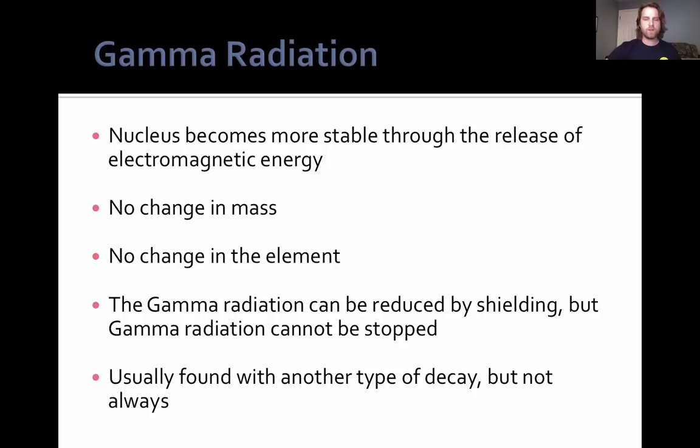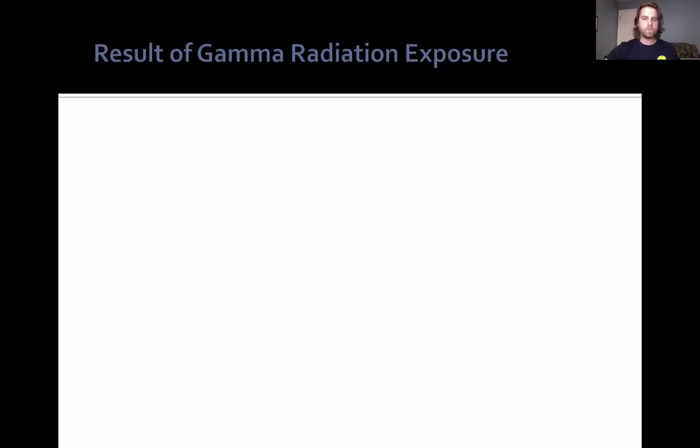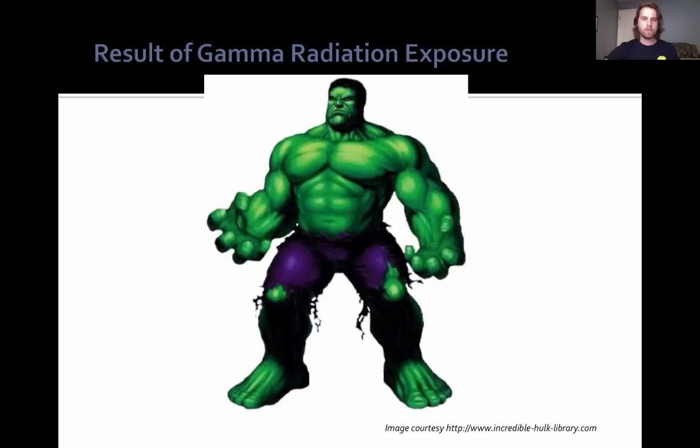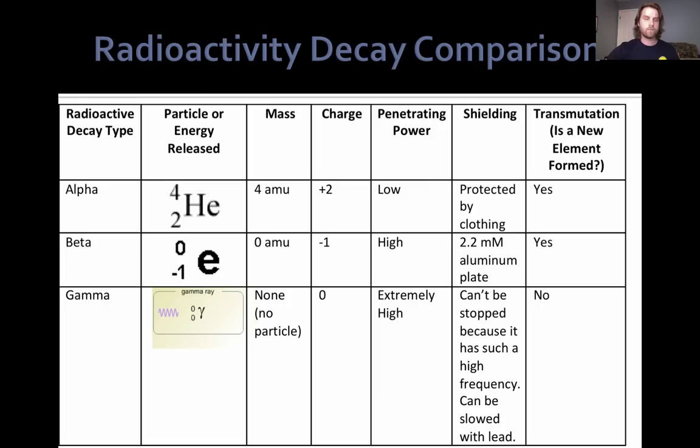It's usually found with another type of decay, but it doesn't always have to be. Now, one thing that can happen is if you're exposed to far too much gamma radiation or anything like this, it can be very, very severe. And what can happen is you end up looking like this guy. Okay, I don't want that for you. Certainly nobody at Stony Point wants this for you guys. So just be very, very careful if you ever come across some gamma radiation.